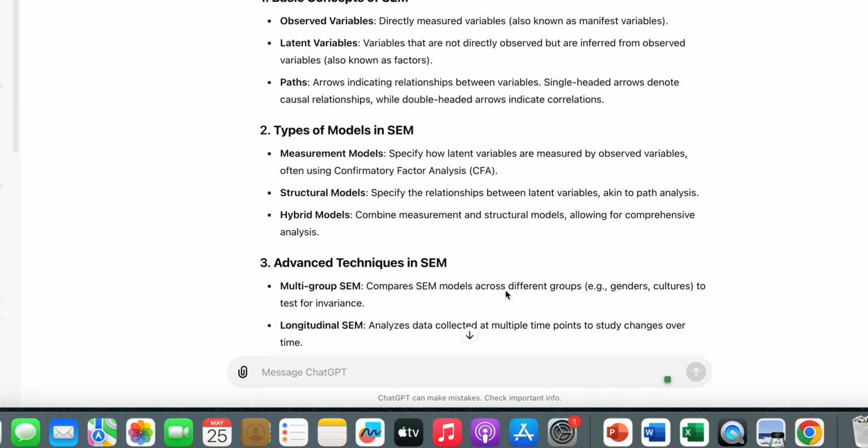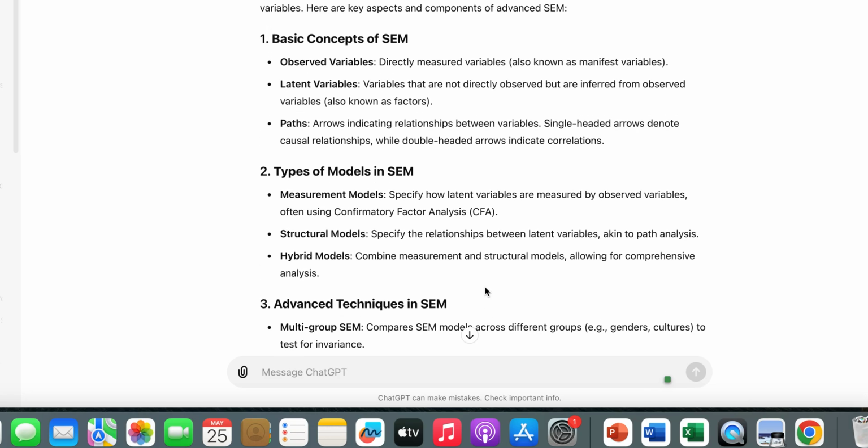Number 1, basic concepts of structural equation modeling. Observed variables. What are these variables? These are directly measured variables, also known as manifest variables. Latent variables are variables that are not directly observed but are inferred from observed variables, also known as factors. Path arrows indicate relationships between the variables. Single-headed arrows denote causal relationships, while double-headed arrows indicate correlation.